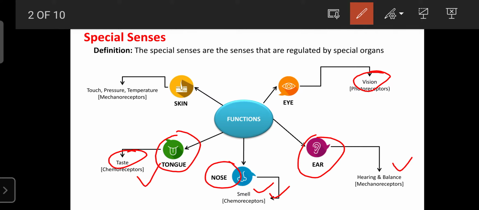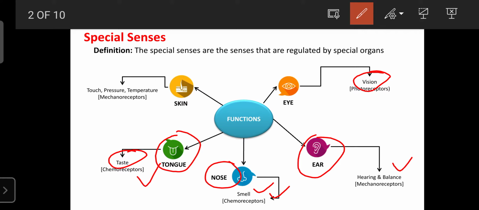So with the help of the chemoreceptors, the tongue is involved in regulating taste. Once again, the chemoreceptors present in the tongue, with the help of taste buds, convert taste into impulses. Those impulses reach your brain. Then only the brain can recognize the taste.